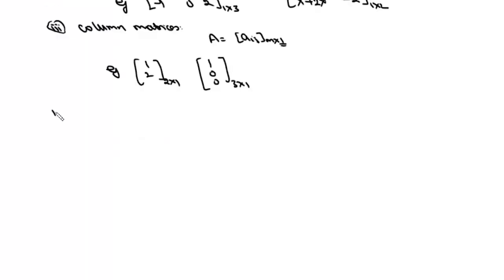Now this fourth one, which is the crux of entire matrices, is called a square matrix.